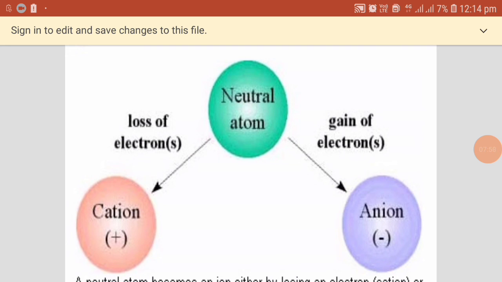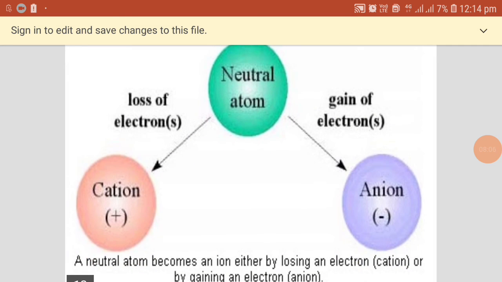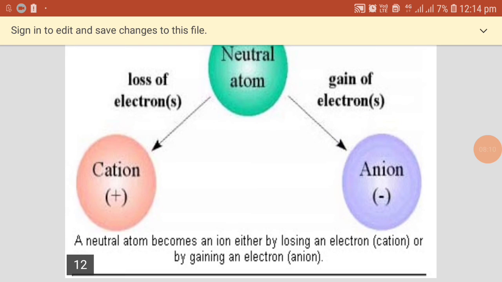When it gains an electron from a nearby atom, it gets a negative charge, that is an anion. When it loses an electron, it acquires a positive charge, that is called a cation. A neutral atom becomes an ion either by losing an electron or by gaining an electron. If it gains an electron, it is called an anion.